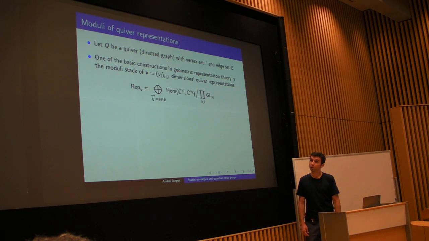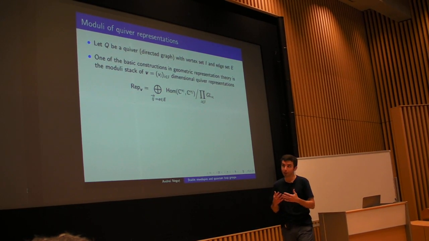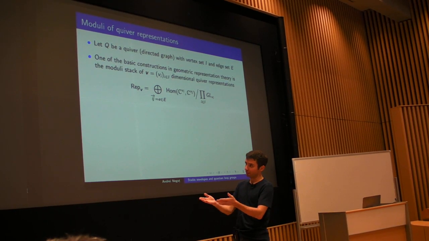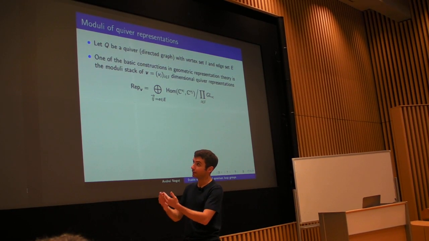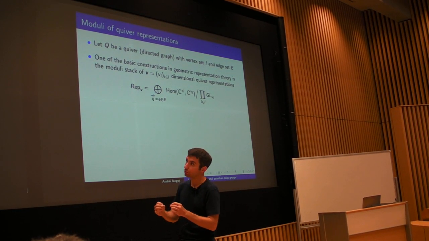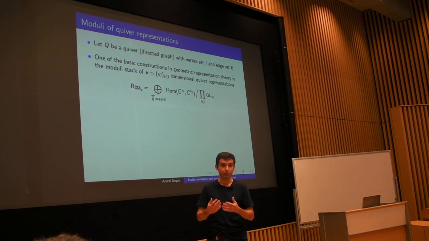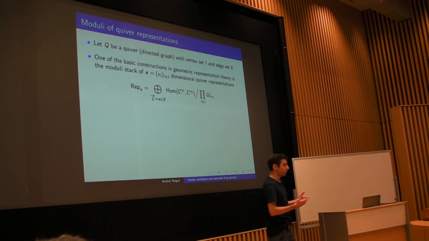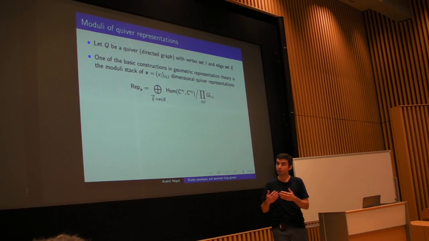It's called the moduli stack of quiver representations. And if you don't like the word stack, then let me point out, first of all, how it's defined, and then I'll say what it is. So you fix an I-tuple of non-negative integers V. So V is a choice of a non-negative integer V_I for every vertex of the quiver. And then here's what you do.